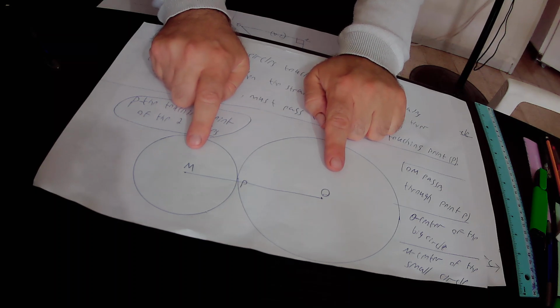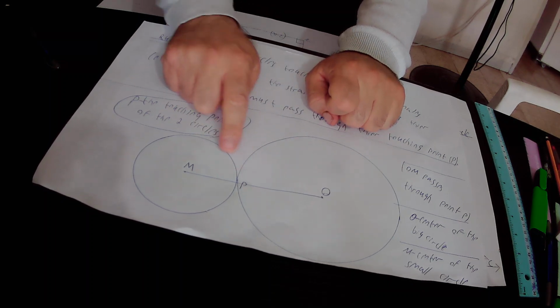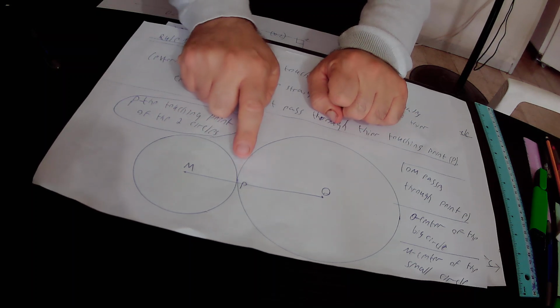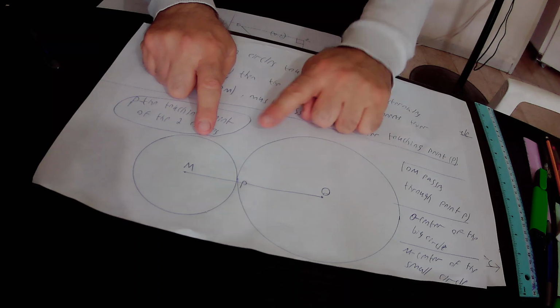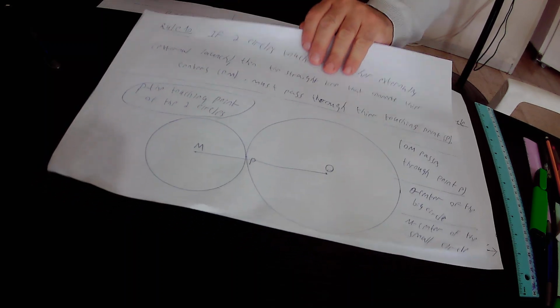According to this rule 10, this straight line MO must pass through point P, that is their touching point. Again, the straight line MO must pass through point P. Or MPO is one straight line. Again, MPO is one straight line. So we can actually implement rule 10 in our drawing.